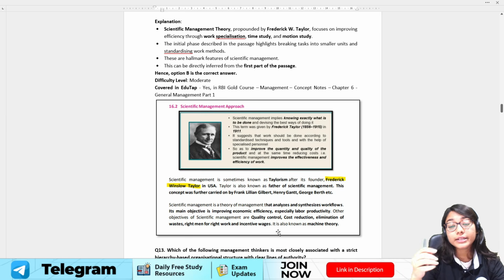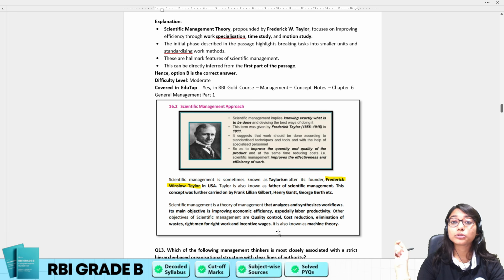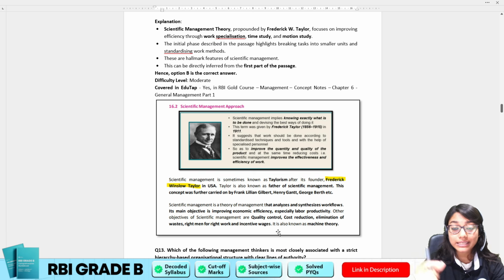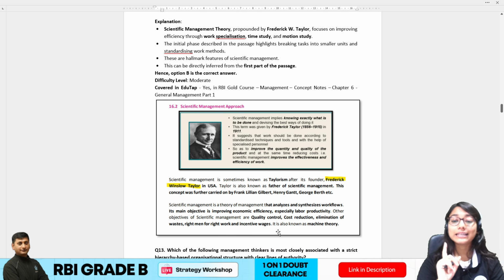What is happening in scientific management? Our crux is to improve productivity and efficiency. To do that, certain techniques are to be used. What are these techniques? Specialization of the work, standardization of the work, having time study and motion study. Therefore, answer B is the correct answer.